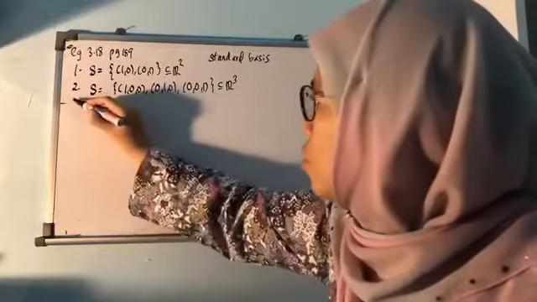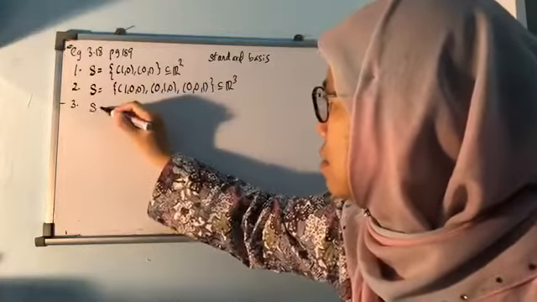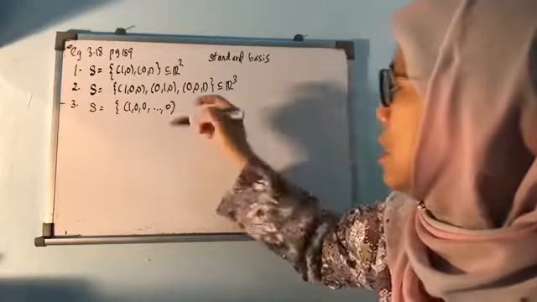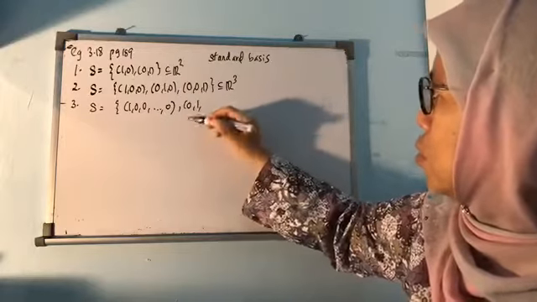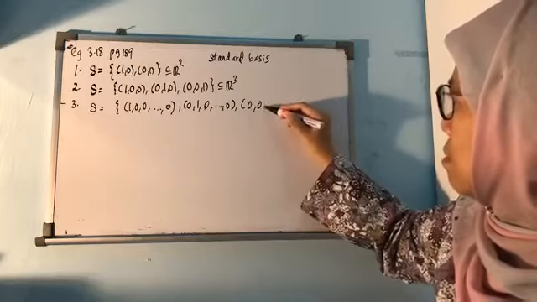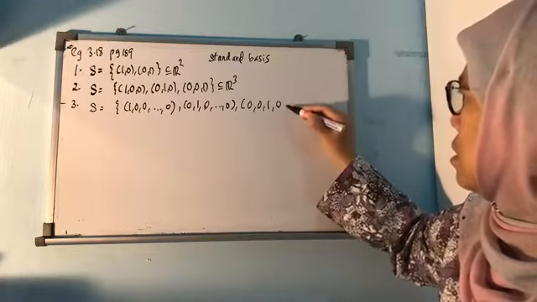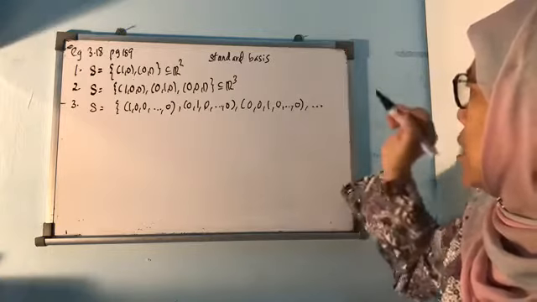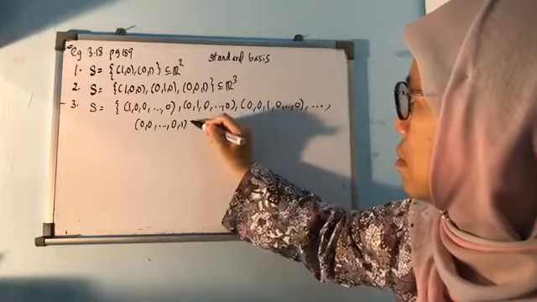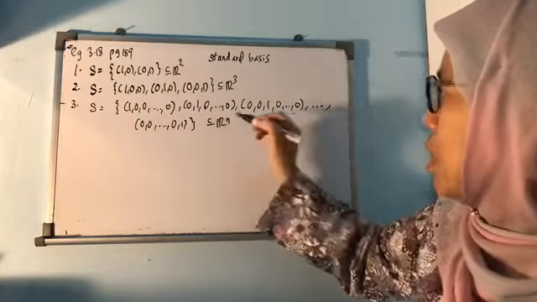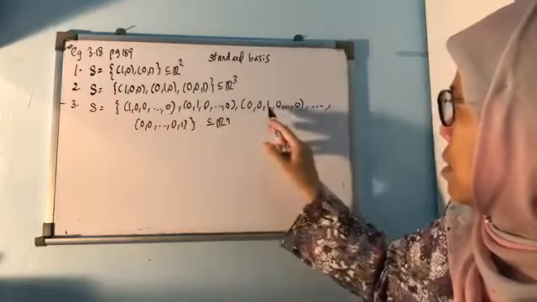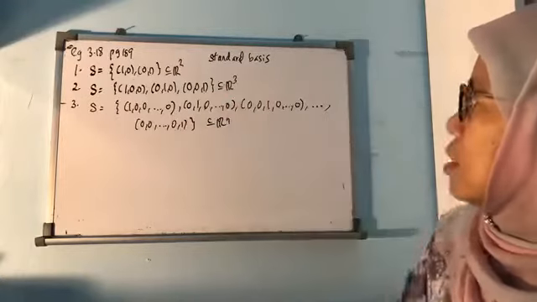And in general, you have n of them: (1, 0, ..., 0), then 1 goes to the second position, then 1 goes to the third position, until 1 goes to the last position in Rn. So n of them. You move the 1 to the third one until the last one. This is called the standard basis.